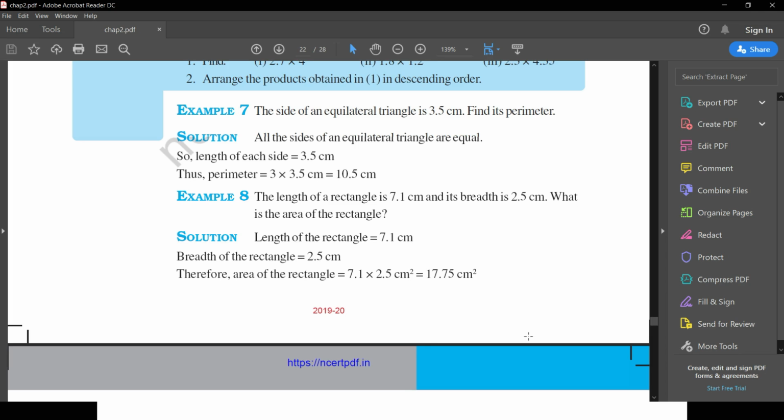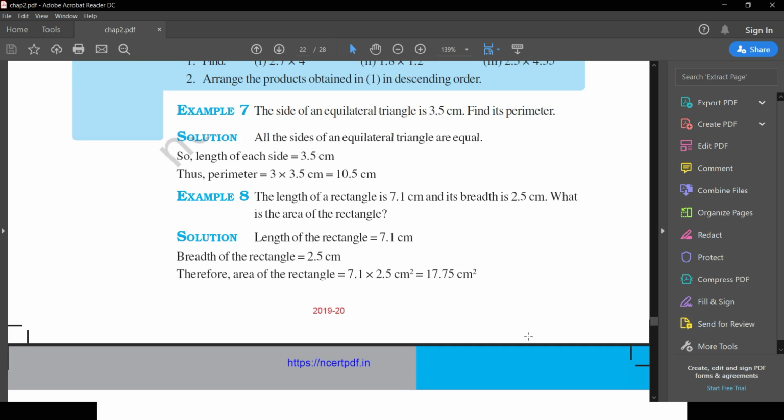You see one example. The side of an equilateral triangle is 3.5 centimeter. Find its perimeter. If such a type of question is given, then for the solution, first of all, think that all the sides of an equilateral triangle are equal. So the length of each side is 3.5 centimeter. Now we know that the perimeter of an equilateral triangle will be 3 into each side, that is 3 into 3.5 centimeter, which will be 10.5 centimeter.